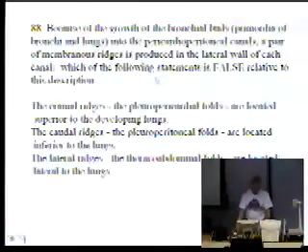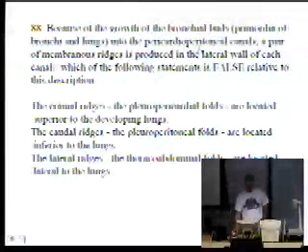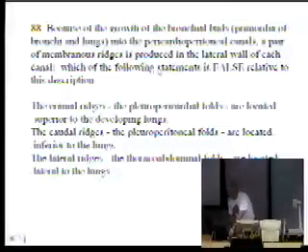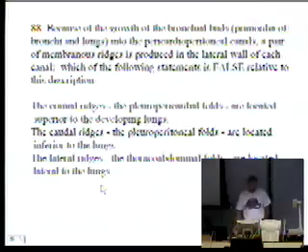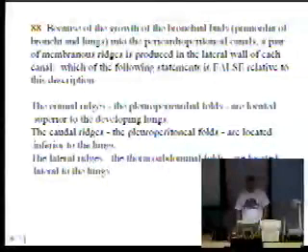So because of the growth of the bronchial buds, the primordia of bronchi and lungs, into the pericardial peritoneal canals, a pair of membranous ridges is produced in the lateral wall of each canal. Which of the following statements is false relative to this description? So you'll find these statements straight from the textbook, and it is set off in a separate paragraph. And the one statement that is false is the lateral ridges, the thoracoabdominal folds, are located lateral to the lungs. This is a false statement.